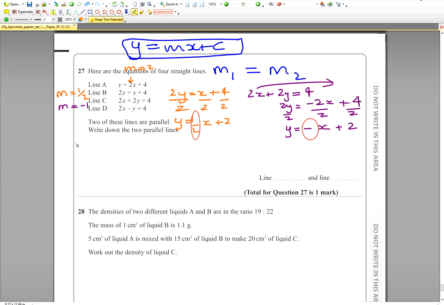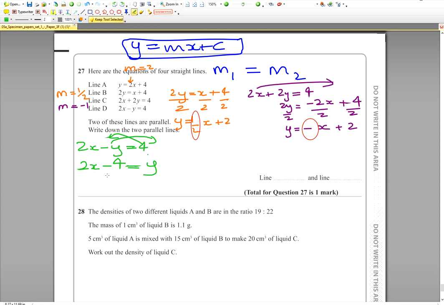Green. So you have 2x minus y equals 4. Take the minus y over this way, and take the 4 over that way. So we end up with y is going to be 2x minus 4. Are you happy with that so far? Yeah. The reason I made the minus y positive is that in the equation y equals mx plus c, y is positive, it's not negative.